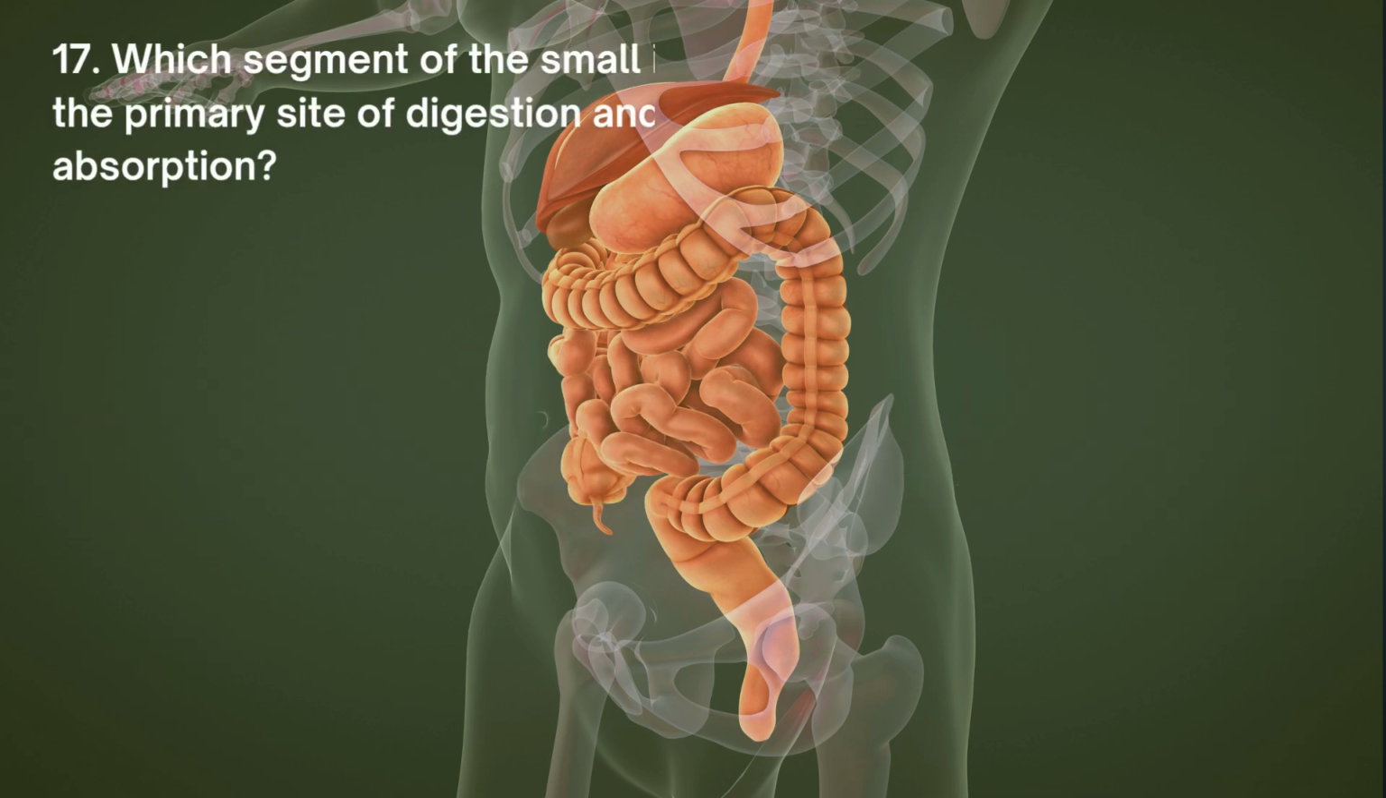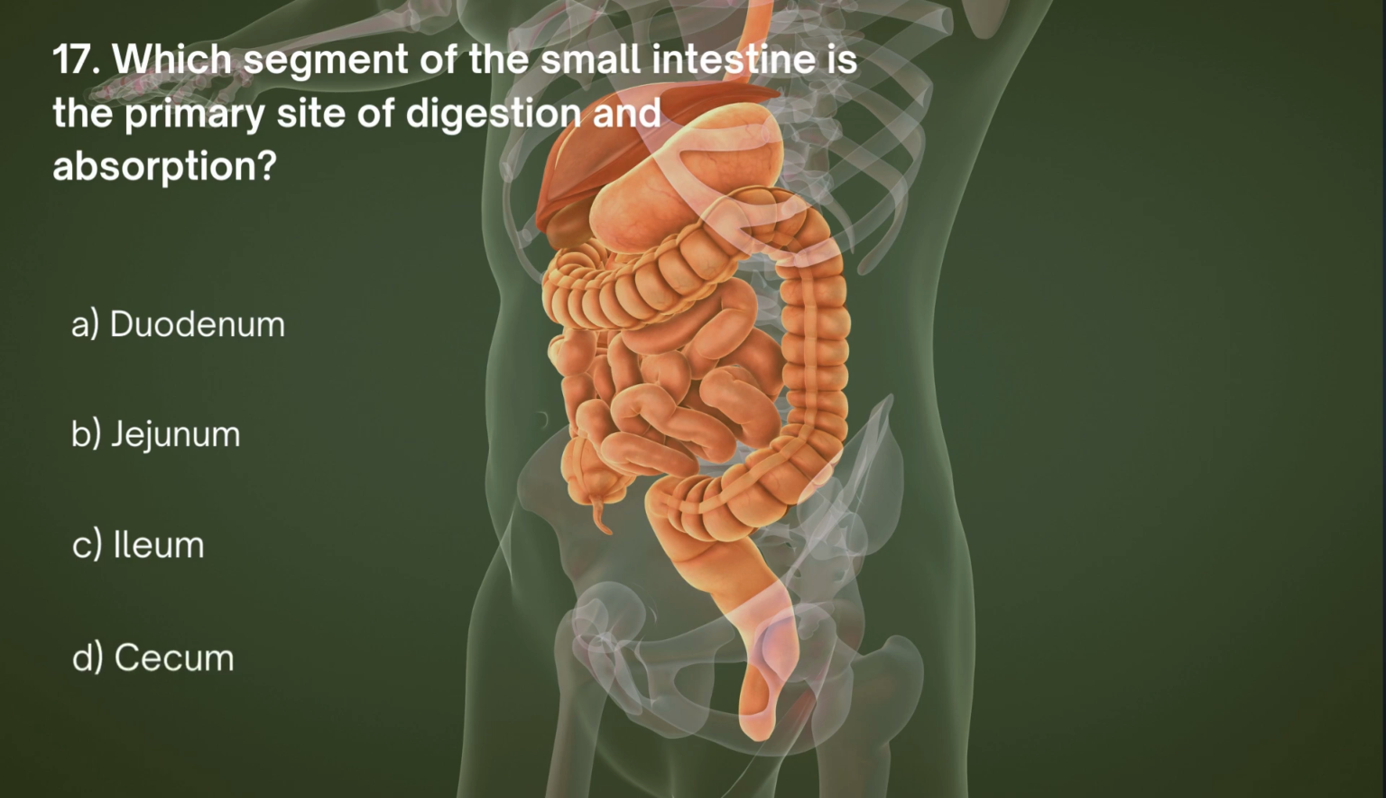17. Which segment of the small intestine is the primary site of digestion and absorption? A. Duodenum. B. Jejunum. C. Ileum. D. Cecum.